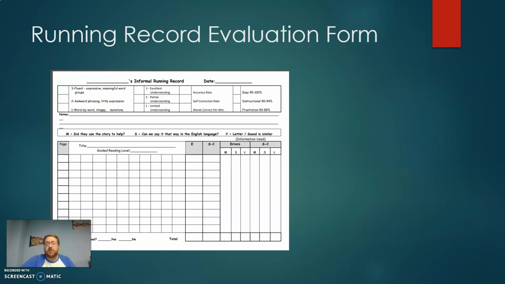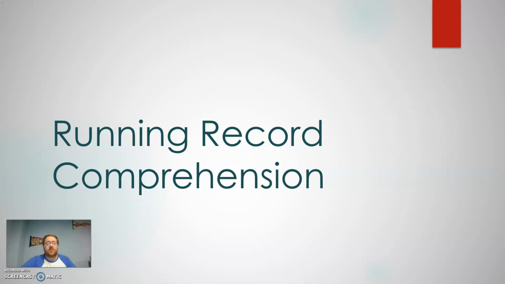95 and above means it was too easy. 90 through 94 means it's at the student's instruction level. 89 and below is at the frustration level.